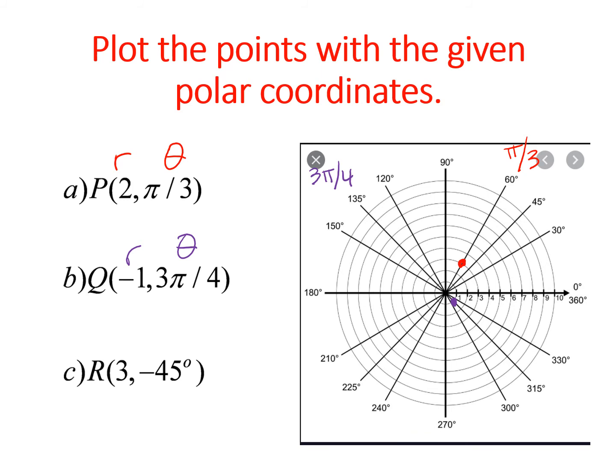It's kind of hard to see. But again, the negative r means instead of going toward the angle, you go away from the angle that many units.